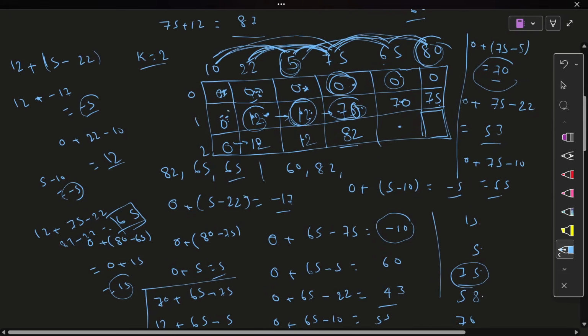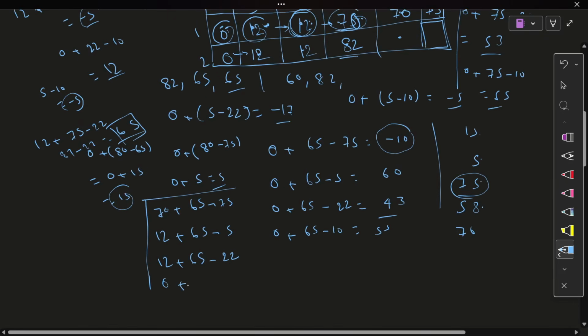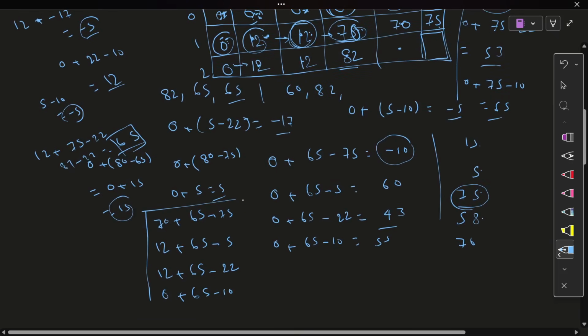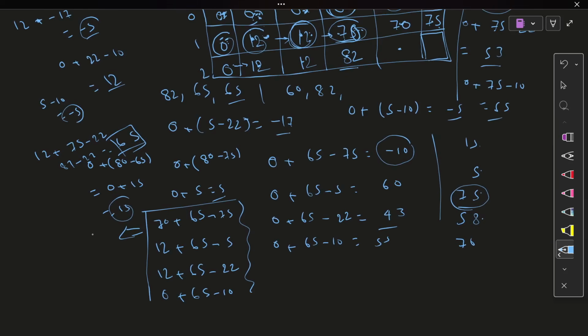Okay. Then from here 0 plus 65 minus 10. Whatever the maximum, or 82, please check it. 65 minus 75, how much? Minus 10, or plus 70, 60. Check here: 65 minus 5, 60 plus 12, 72. Here 65 plus 12, 87 minus 22, 65.